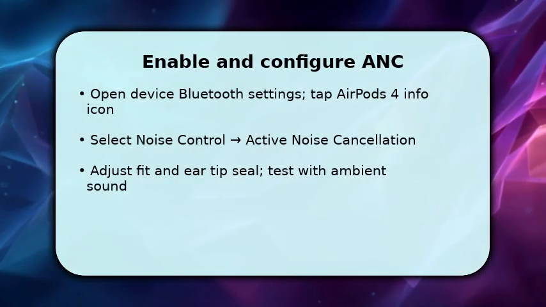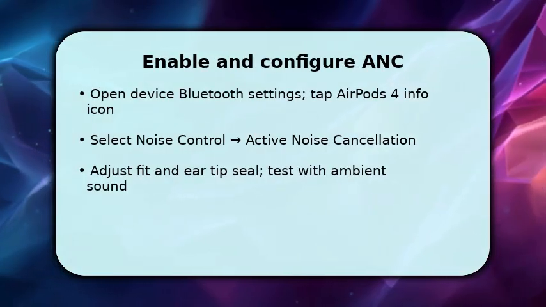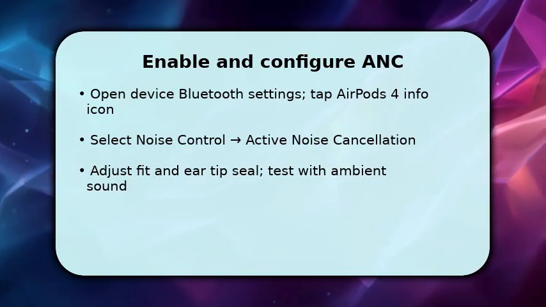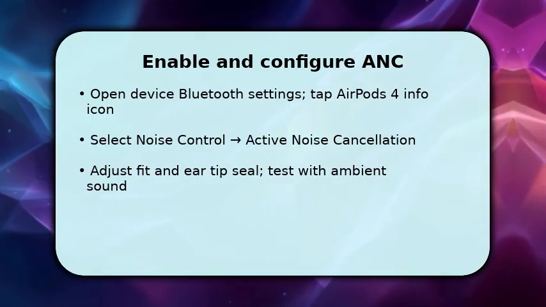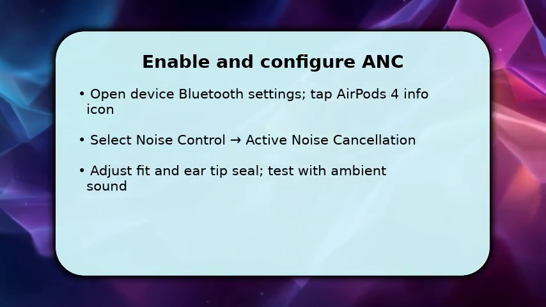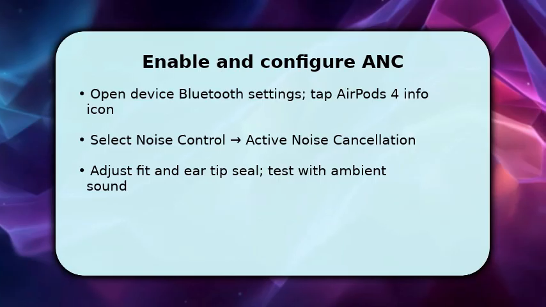You now enable active noise cancellation from the Bluetooth or AirPods settings screen. Tap the AirPods 4 entry, choose Noise Control, and switch to Active Noise Cancellation. This routes processing to the ANC algorithms.